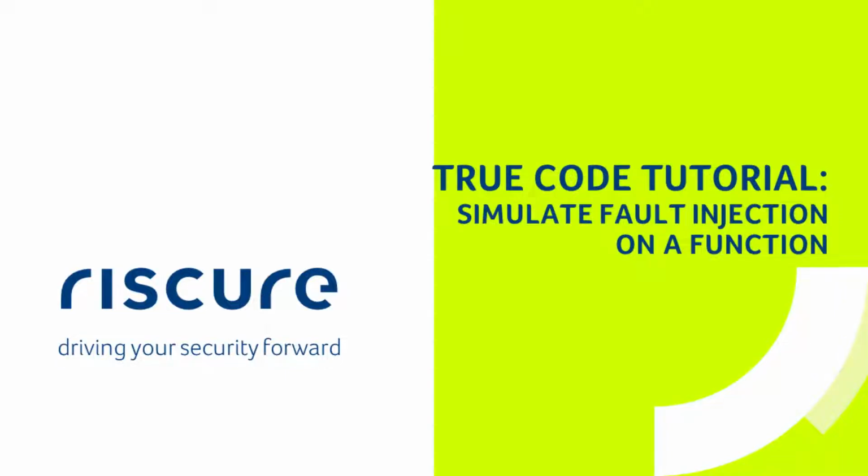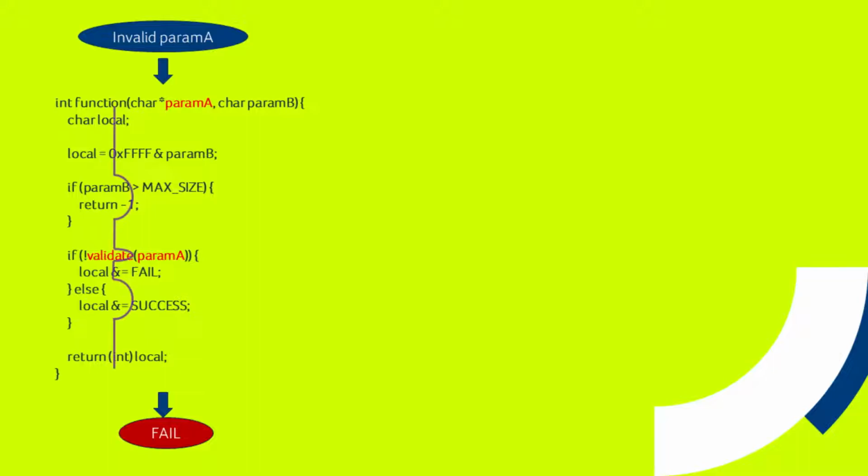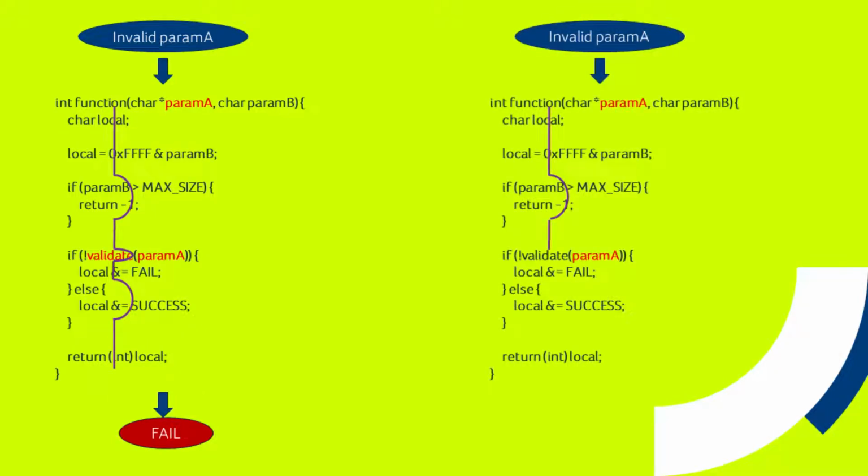Simulate fault injection on a function using TrueCode. TrueCode embeds a powerful tool to discover potential flaws in your code that might lead to undesired behavior of your software, the Fault Injection Simulator. Using a RISC-V-based emulator, TrueCode will simulate lasers shooting at random places on a chip running the function under analysis.